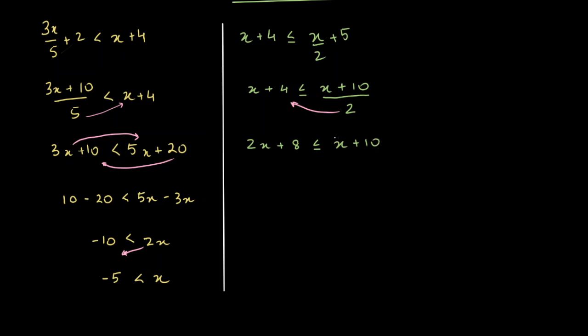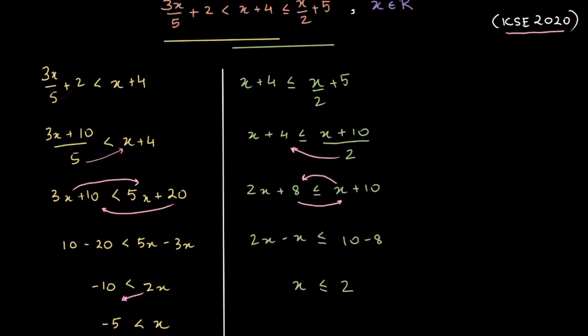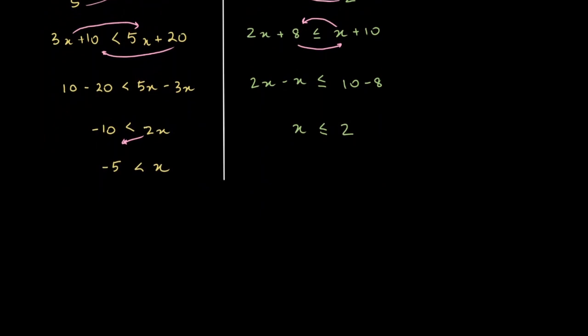Now let's rearrange the terms once again. The plus x here, take it to the other side, becomes minus x. The plus 8 taken to the other side becomes minus 8. So I can write this here as 2x minus x is less than or equal to 10 minus 8. Right, so 2x minus x becomes x, and 10 minus 8 is 2. So now you can see I have minus 5 is less than x, and x is less than or equal to 2. And we know that x belongs to real numbers.